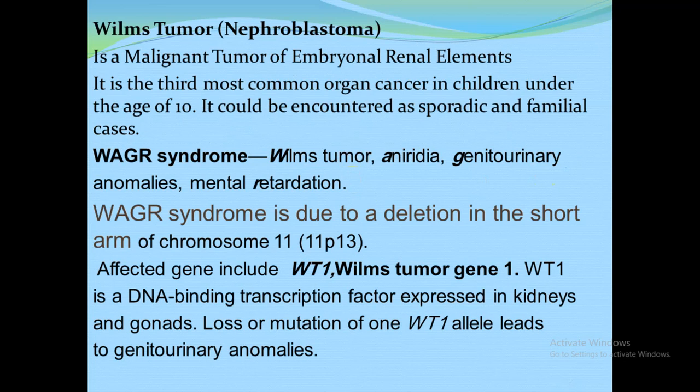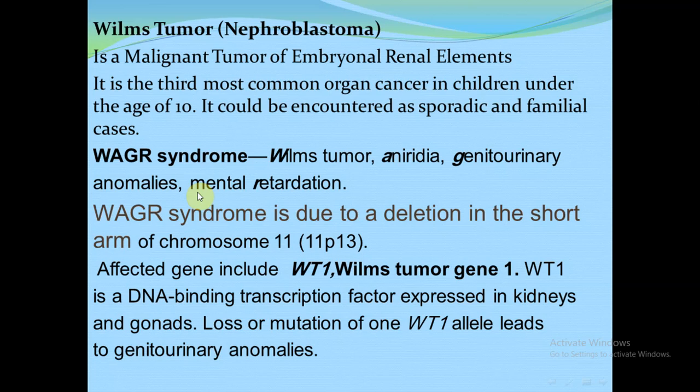Let's start with the Wilms tumor. It is a childhood tumor. Also, it is called nephroblastoma. It is malignant tumor of embryonal renal elements and is the third most common organ cancer in children under age of 10. And it could be encountered as either sporadic or familial cases.